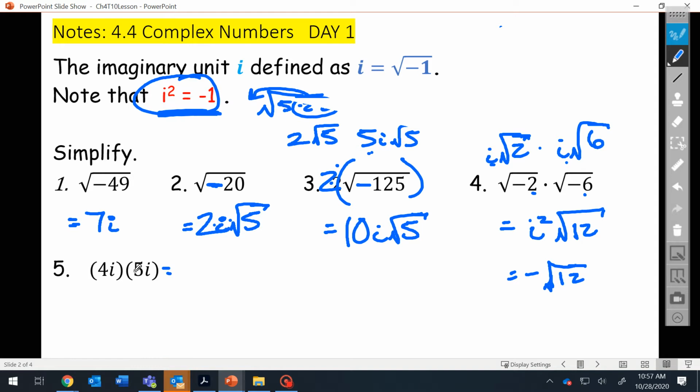Number 5, we got 4 times 5, which is 20, and i times i, which is i squared. But remember, i squared is negative 1, so this is 20 times negative 1, which is negative 20.